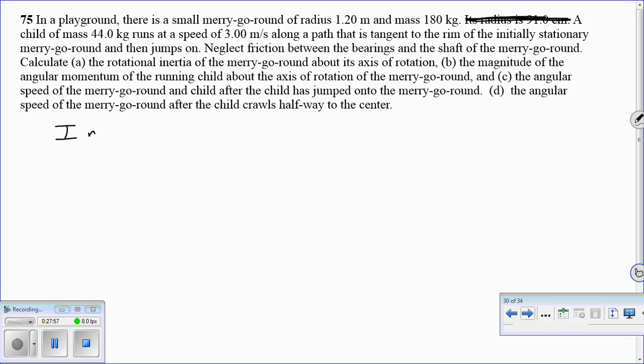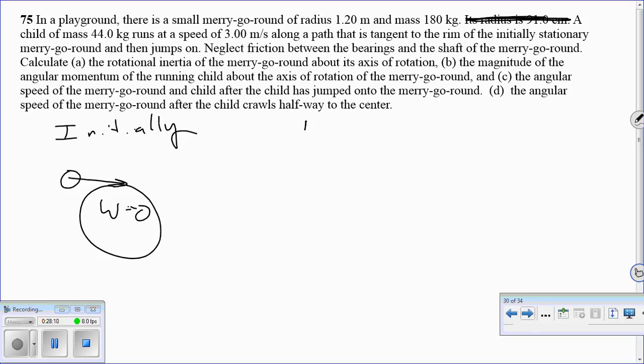So initially, we've got a merry-go-round with an angular velocity of 0, and we've got a kid who's going to run and jump onto it. After, we're going to have a merry-go-round and a kid spinning together. Does that make sense? So the kid runs and jumps on. Basically, it's a completely inelastic collision, right? Yes, the kid sticks, exactly.